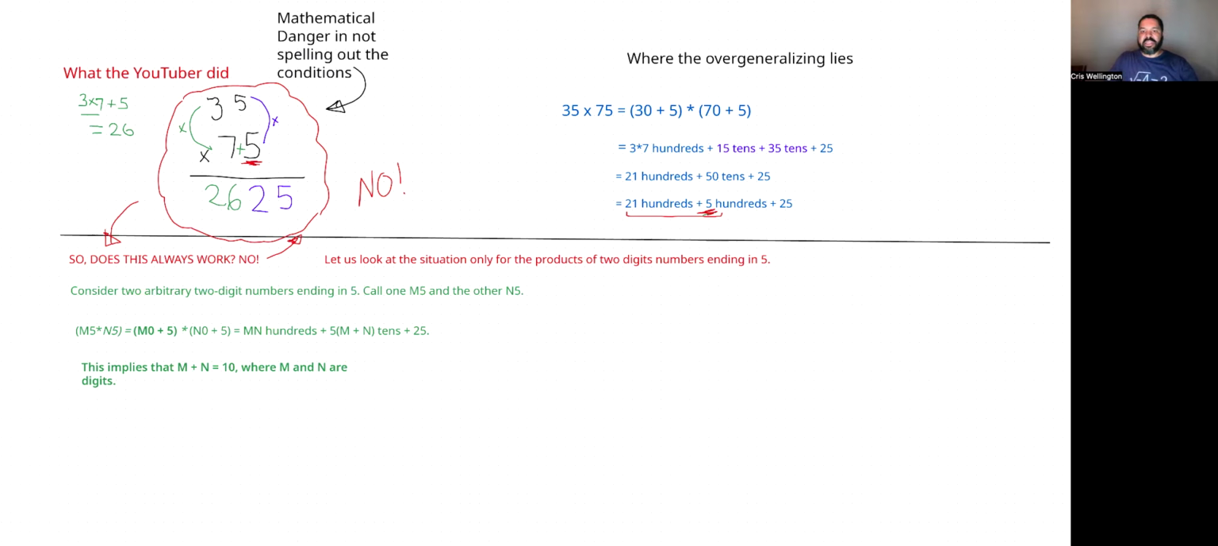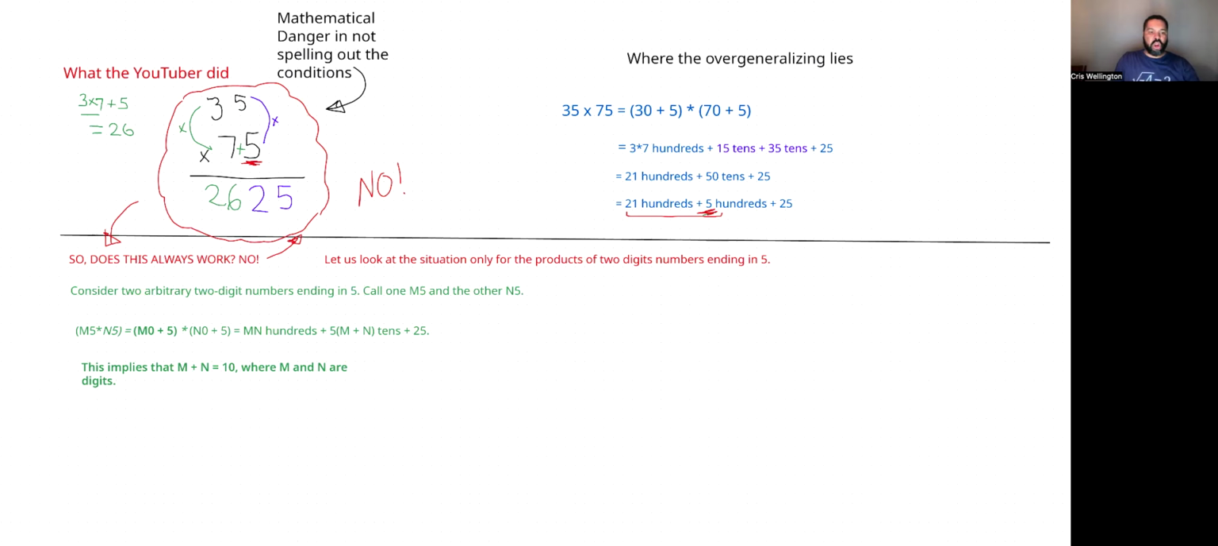So here is the distributive property explaining what's happening and why it works. 35 times 75, as you can see here, we end up with 50 tens, right? For the 3 terms, we end up with 4 terms, we end up with 15 tens and 35 tens. What does this mean and how does it work?